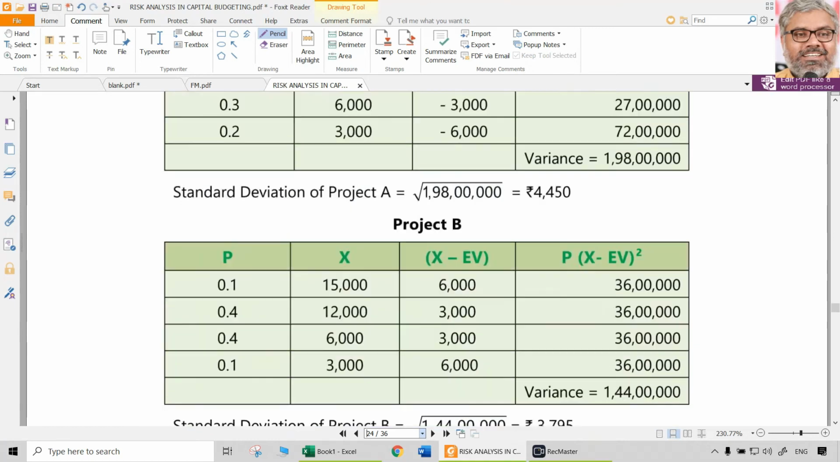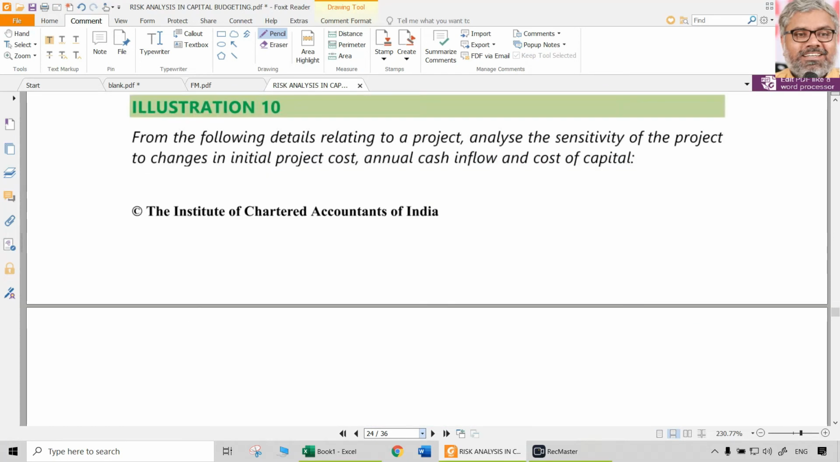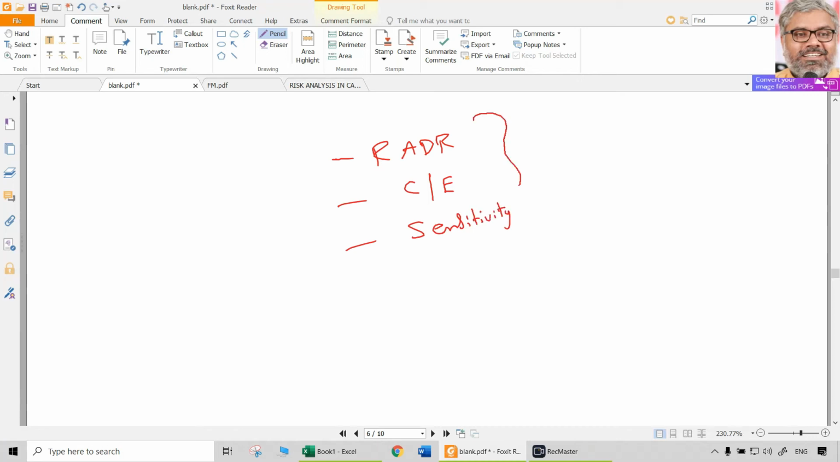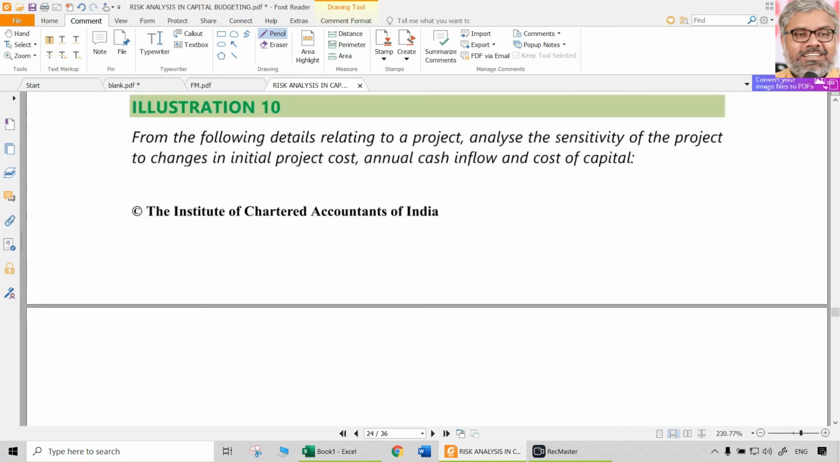Now, let us calculate some of the things which are asked in the questions related to the three techniques we learned so far. One is the risk adjusted discount rate. Second one is certainty equivalent approach. Third one is sensitivity analysis. So these three approaches we learned already conceptually. Let us apply them in some problems.